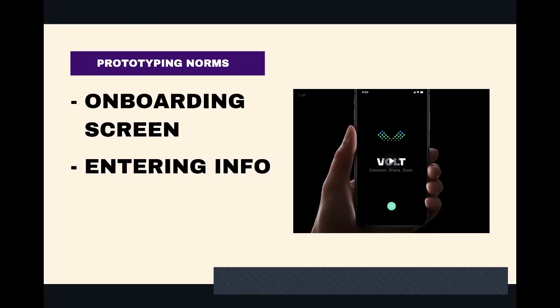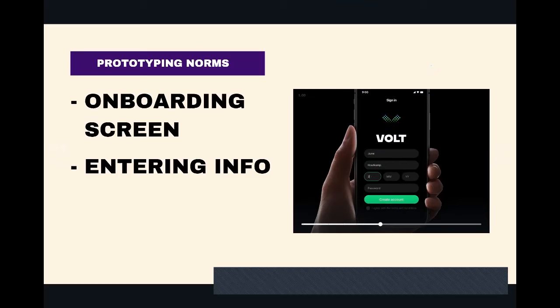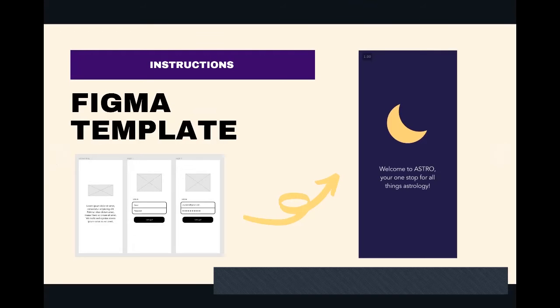So in this video, there are a few prototyping norms I want y'all to notice. Right here is an onboarding screen. It's kind of like an intro to the app. It gives a little welcome, and tells users what they should expect in the actual app. And then there's usually a little animation for entering hypothetical user info. So those are things that we'll be incorporating into our prototype, which will look something like this.